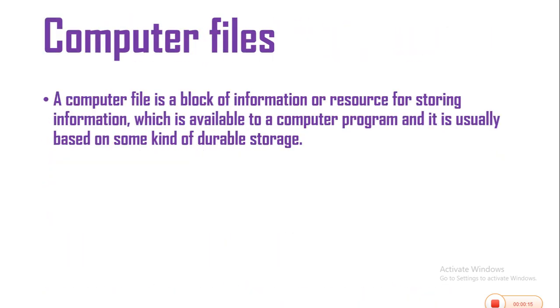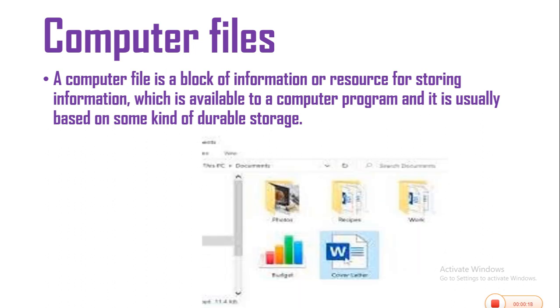Let's look at the definition. A computer file is a block of information or resource for storing information which is available to a computer program, and it is usually based on some kind of durable storage. If you look at the image on the screen, this is what a computer file looks like.